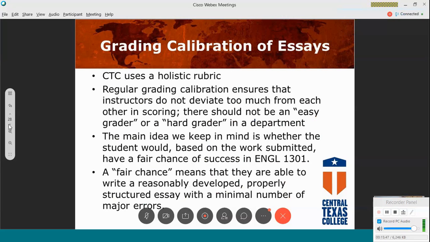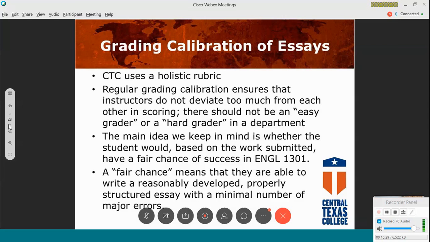One thing I would like to set up is a calibration session in which other instructors and I are looking at the same small sample set of essays and the rubric. And then we all discuss them. This is important because we very much want calibration, so there's no easy grader or hard grader across instructors. Instructors have very little deviation from each other.